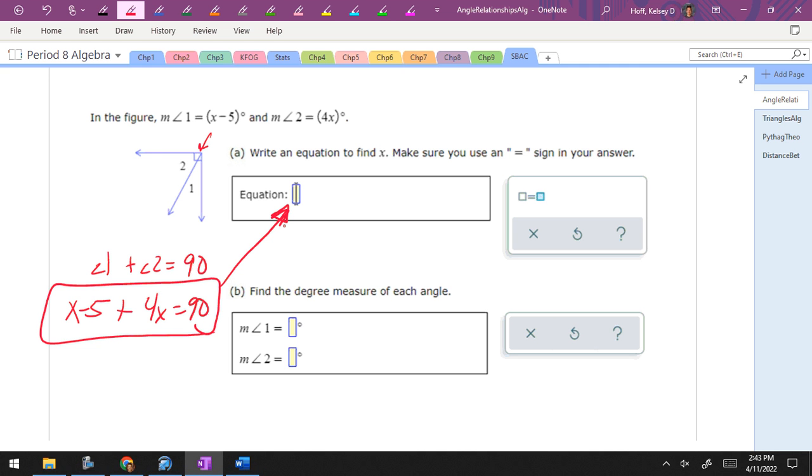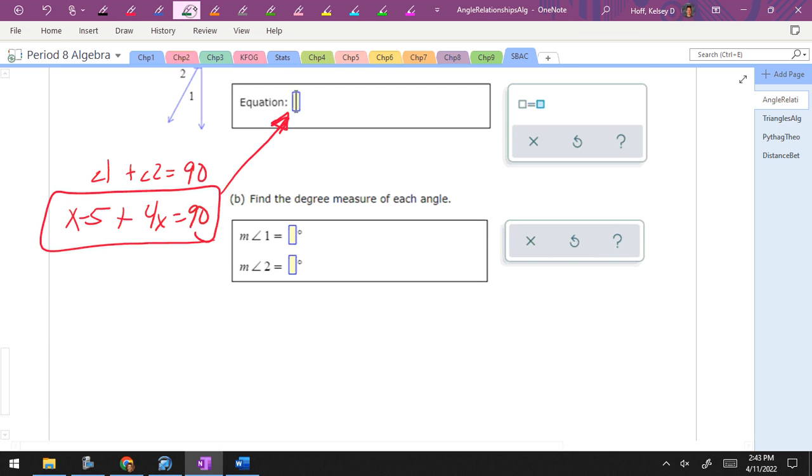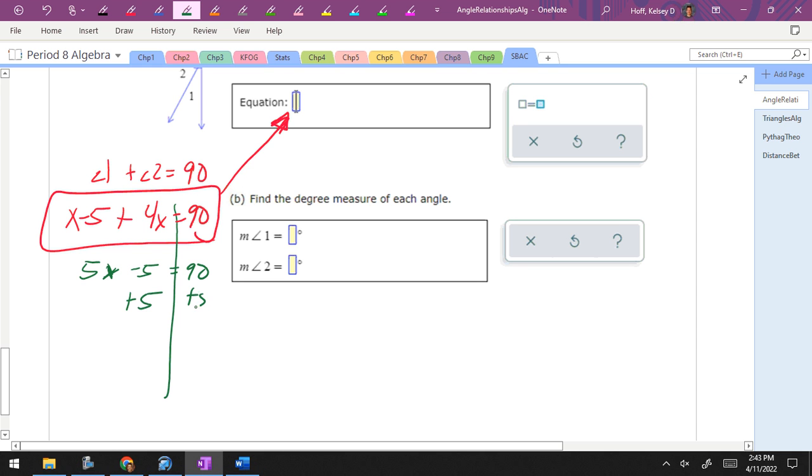Now, how am I going to actually figure out how many degrees angle 1 is and angle 2? Max? Okay, x and 4x would give me 5x minus 5 equals 90. Caden? Careful. Add 5 to both sides, so 5x equals 95. Then divide by 5. X equals 18. 19. 18? 19. 19? 19. Plug it into what?